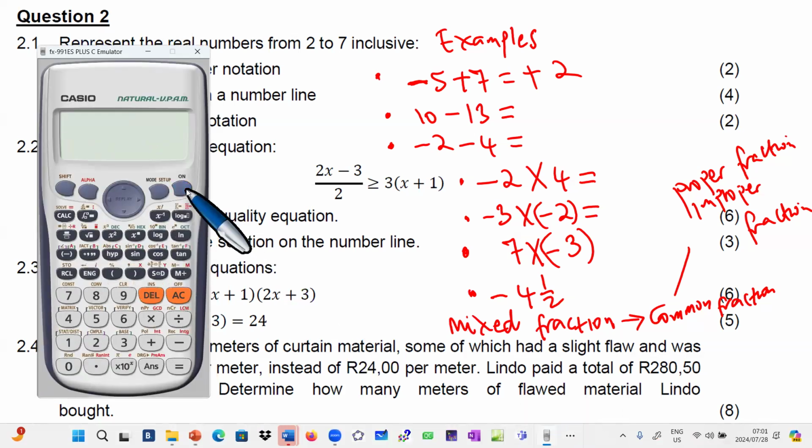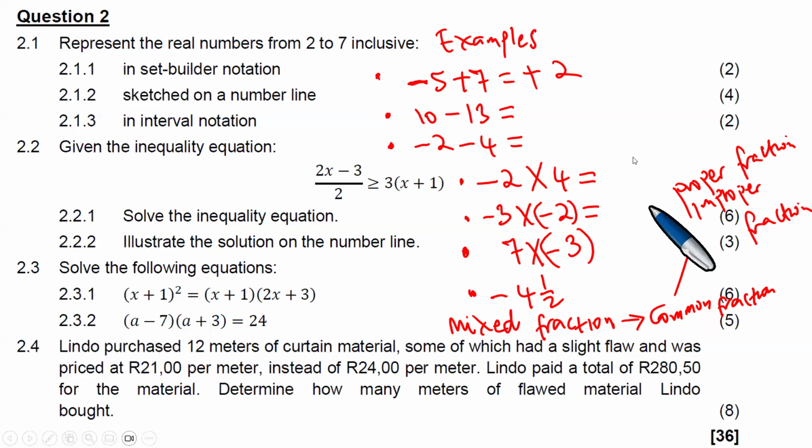Now, the calculator can do like -5 plus 7. Okay, -5 plus 7, the calculator gives a 2, which is indeed a plus 2. So this calculator is a tool we use. Okay, let us practice now and do the next one.